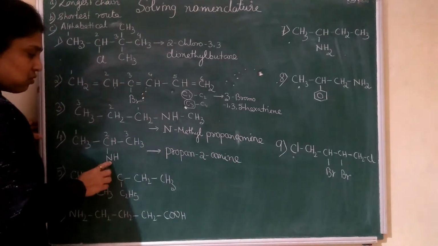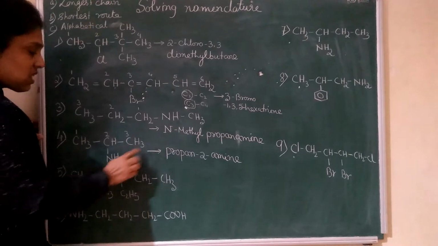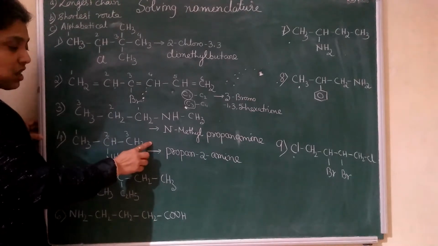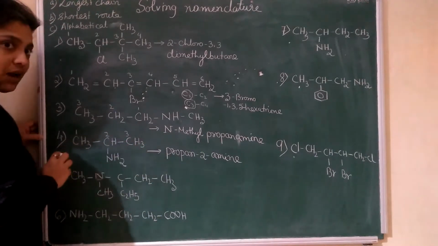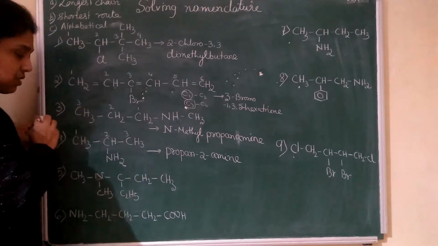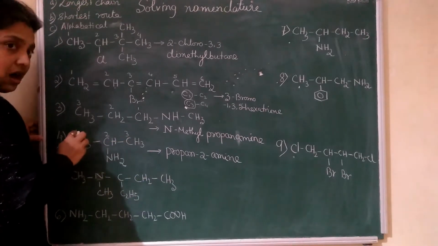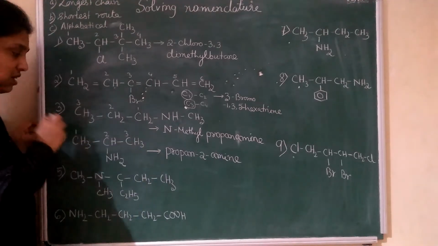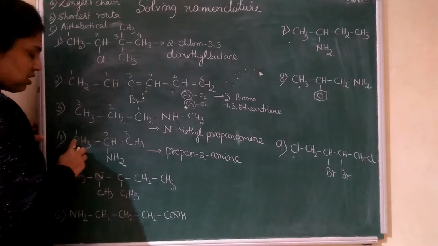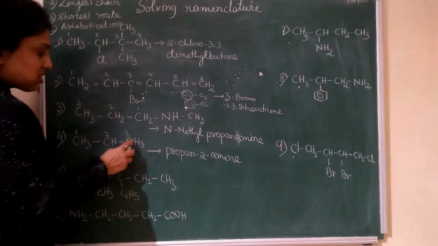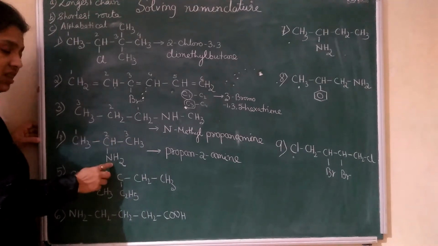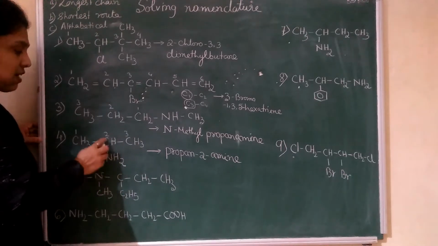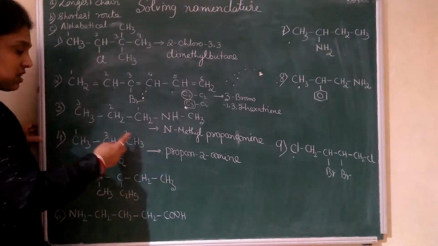If this amine group is at the end of the chain, then directly write propanamine because it is on the first carbon. Okay. Understood? And the numbering will start from the carbon where this amine group is attached. Here you can give the numbering from either side, since the amine group is on the second carbon. So that's why we can give the numbering from any side.